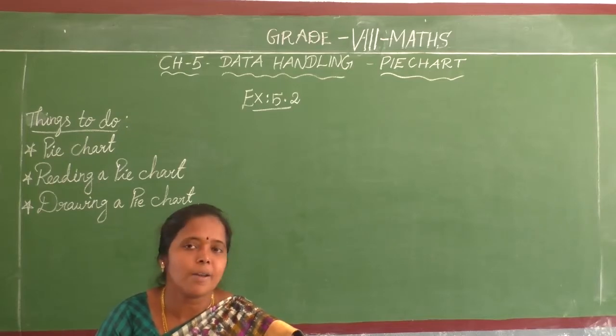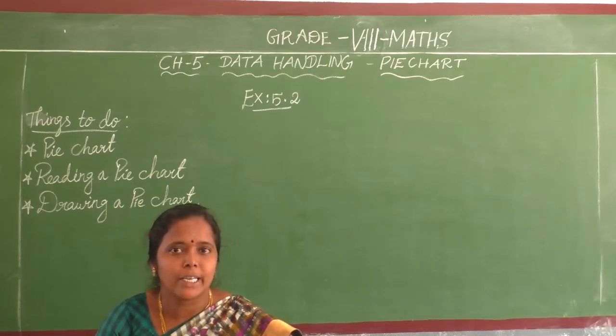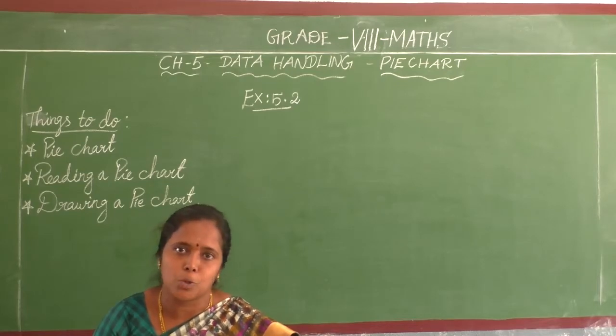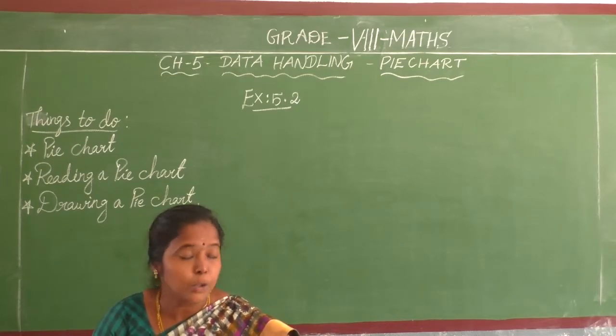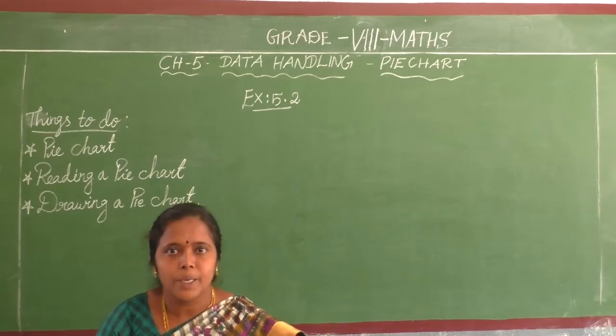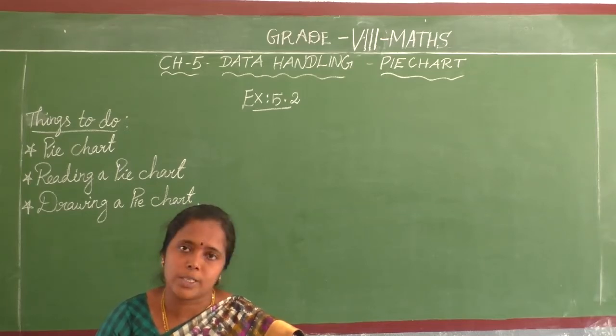Circular graph or pie chart. Last week we completed the histogram-based exercise 5.1 sums. Today we are going to see the introduction to circular graphs, and based on that we will see exercise 5.2 sums.